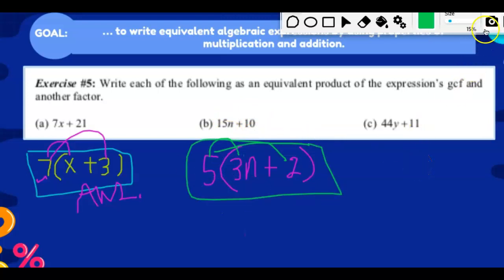Last example for the day. What is the greatest common factor between 44y plus 11? 11. Okay, 11. And then if I take 11, Raymond, what will it be? It will become y. Not just y. Can anybody help? It will become 4y. Okay, Karina, that's correct. And then the last term will become 1. All right, that's correct. So now this is the answer.